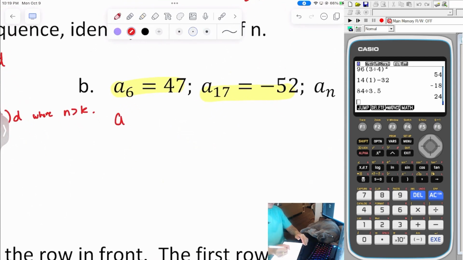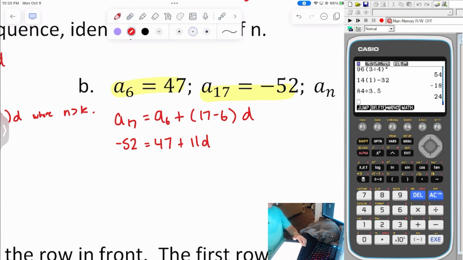I have a sub 17 is equal to a sub 6 plus 17 minus 6 times d. So plug in what I know. We can try to simplify and solve for d. I get that negative 52 is equal to 47 plus 11d. Subtract 47 from both sides. I get negative 99 is equal to 11d. Divide by 11, I get negative 9 is equal to d.